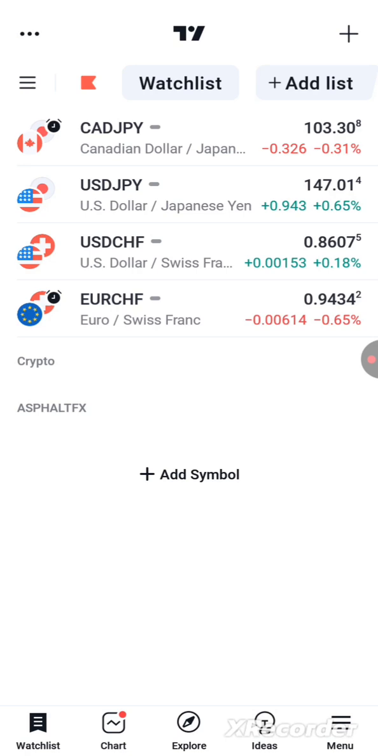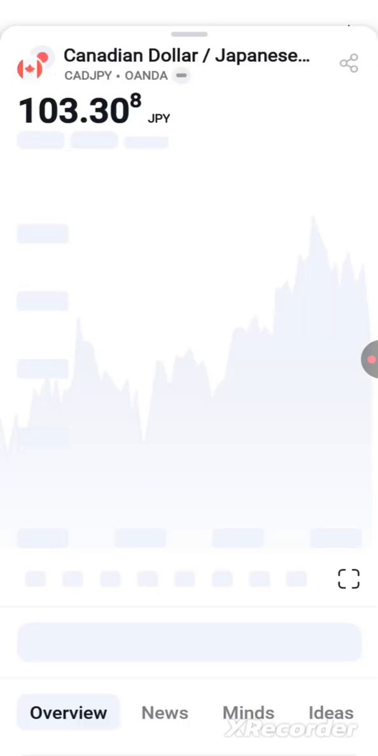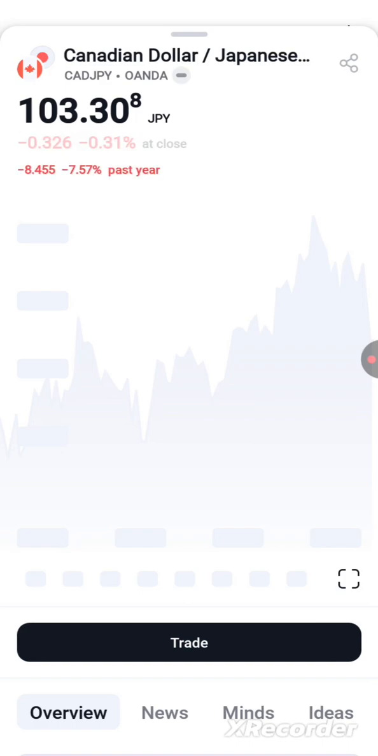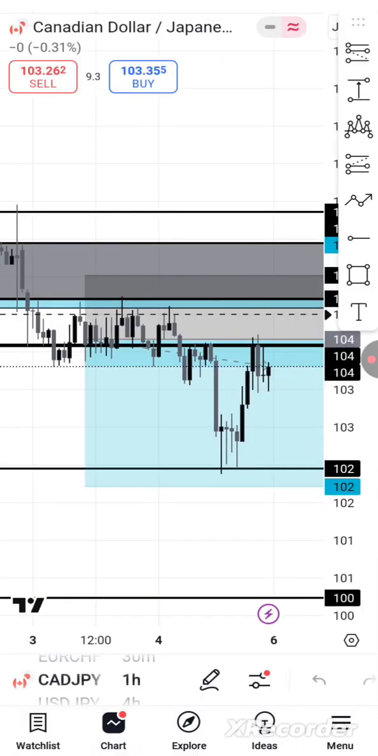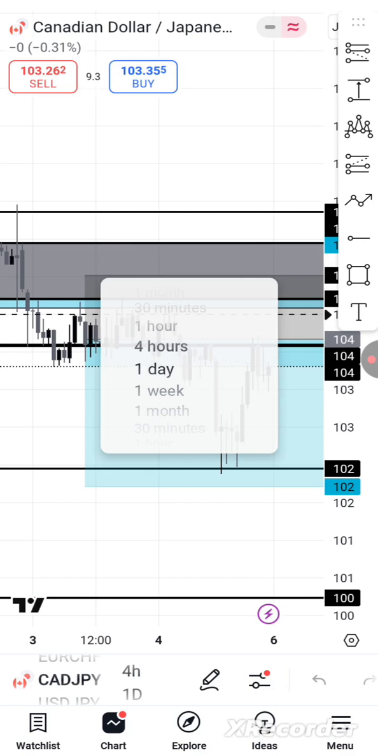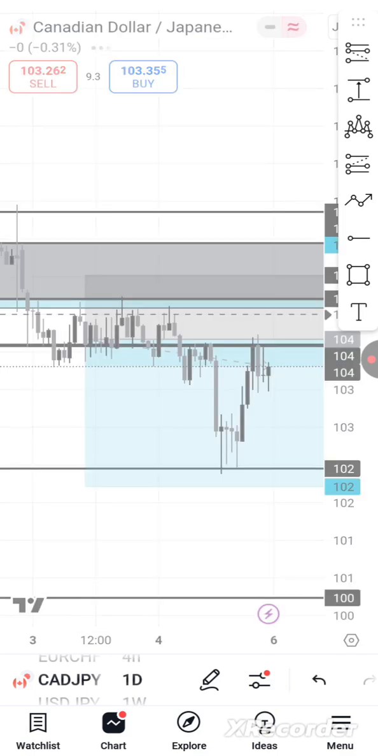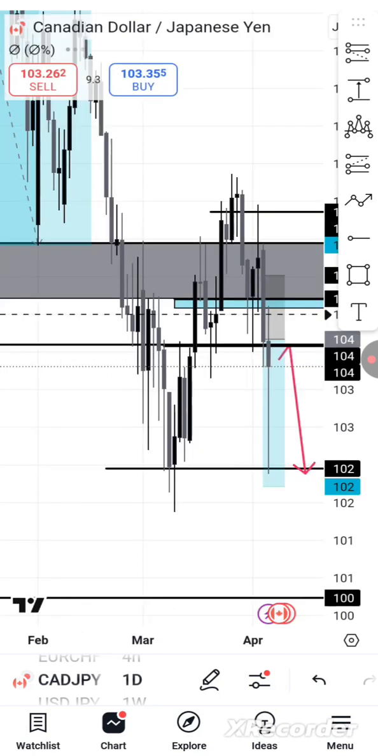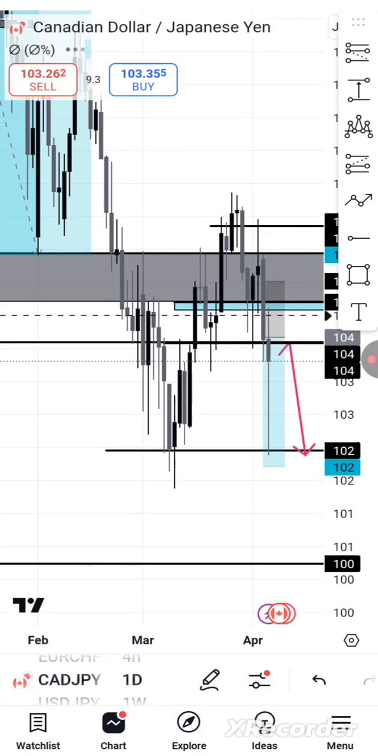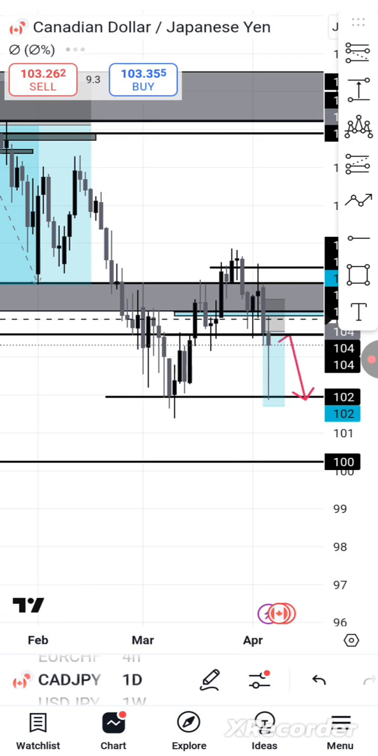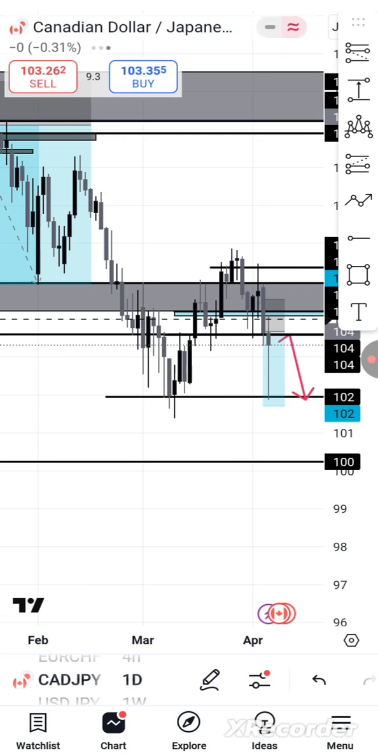I want to show you the analysis of my winning trade on Canadian JPY. So click on CADJPY. Alright. Let me dive into the daily time frame for you to see the overall view of the pair. This is the daily time frame, and I will be telling you all the confluences I saw before I took the trade during this week.